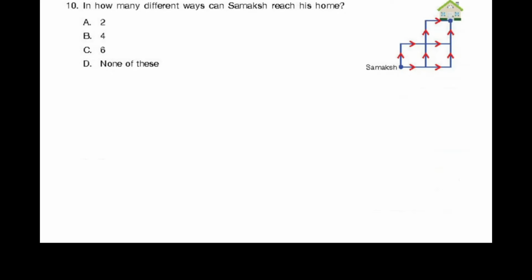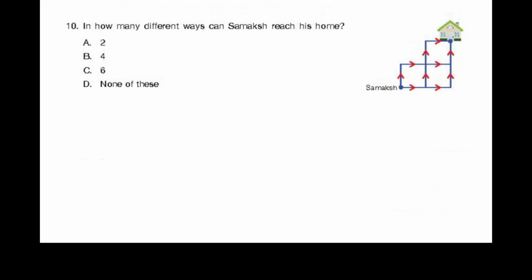Now, let's switch to the next question, that is question number 10 and the last question of logical reasoning. Here, we have, in how many different ways can Samaksh reach his home? Samaksh is here and he wants to go to his home. He is having so many different ways. So let's start. For this, we'll just write alphabets to mark points, turning points, I can say.